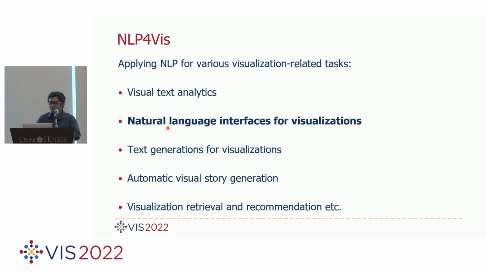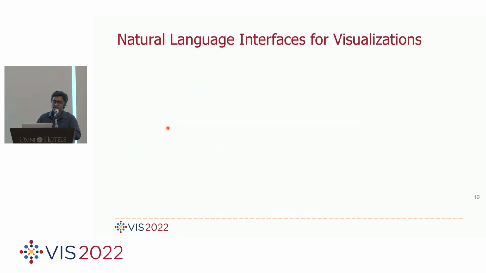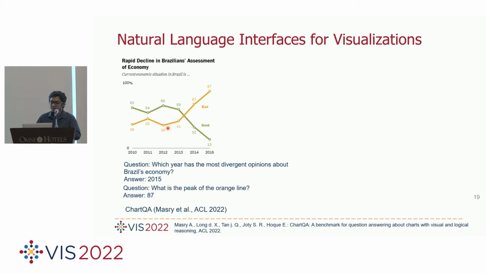Beyond visual text analytics, there has been this emerging area of natural language interface for visualization, where the idea is to introduce natural language as an input modality for visualization. So here is one example of a possible natural language interface task. We can see here we have a chart, and then people may ask various questions about this chart.